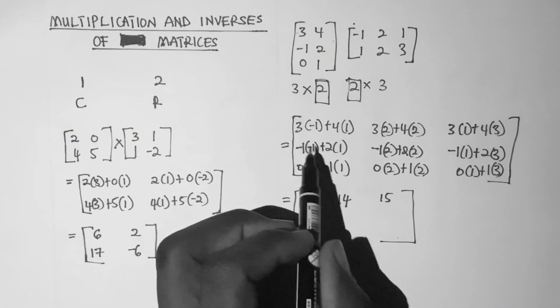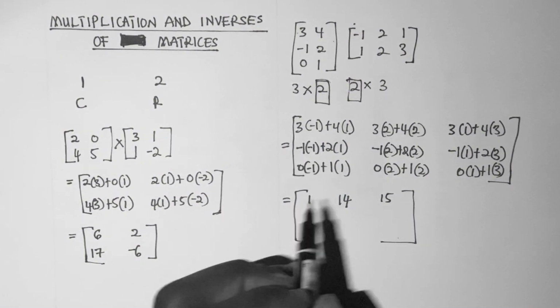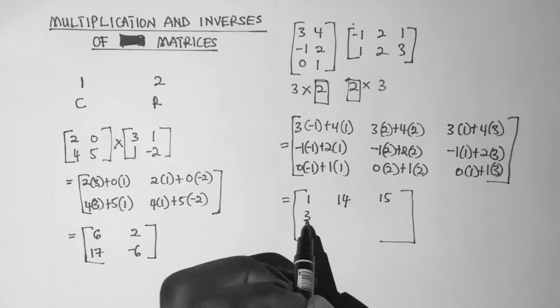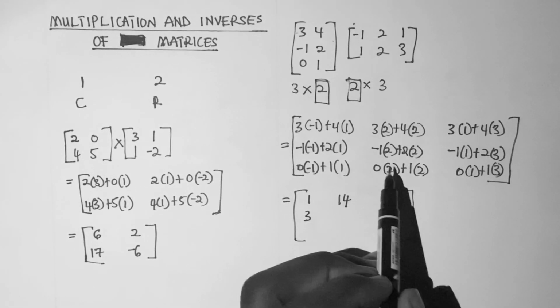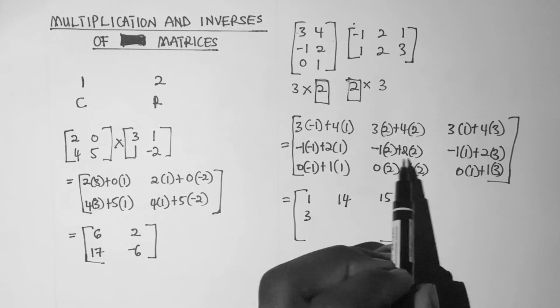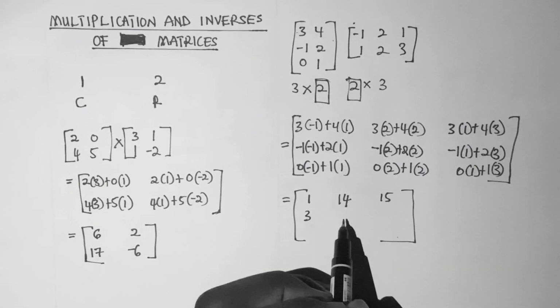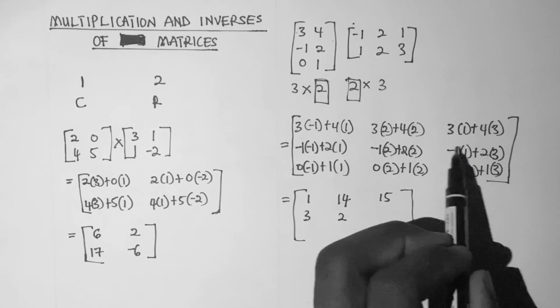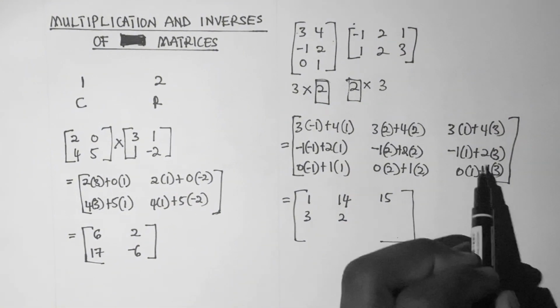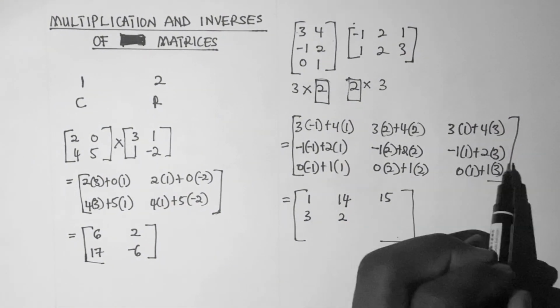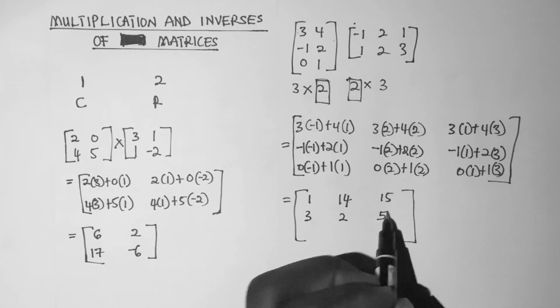Then minus 1 times minus 1 will give us 1. Plus 2 times 1, here will be 3. Then minus 1 times 2 is minus 2. Plus 2 times 2, that will be minus 2 plus 4, which is 2. Then minus 1 times 1 is minus 1. Plus 2 times 3 is 6. Minus 1 plus 6 is 5.